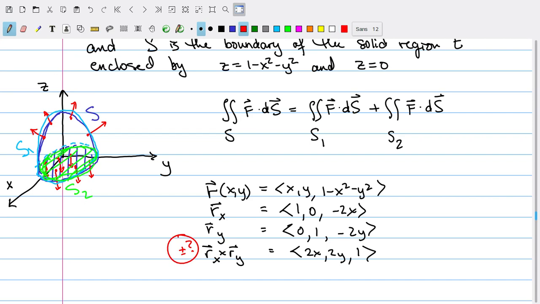And that has to do with the orientation that I'm choosing. But if I'm looking here at this particular vector, in order for these to point outwards, in particular for it to point outwards at the very top like it should, the z component there should be positive. So I want Rx cross Ry. I don't want minus Rx cross Ry. It already has the correct orientation to be outward.